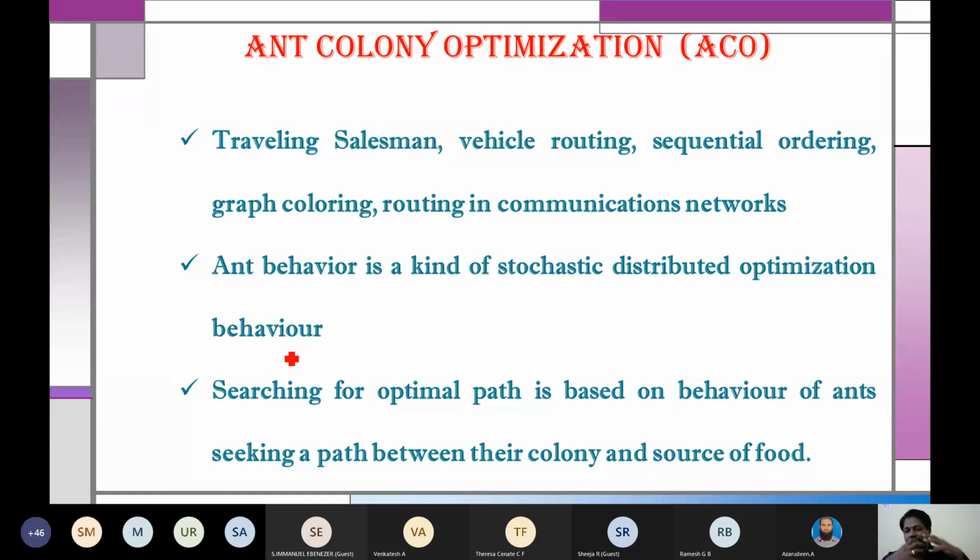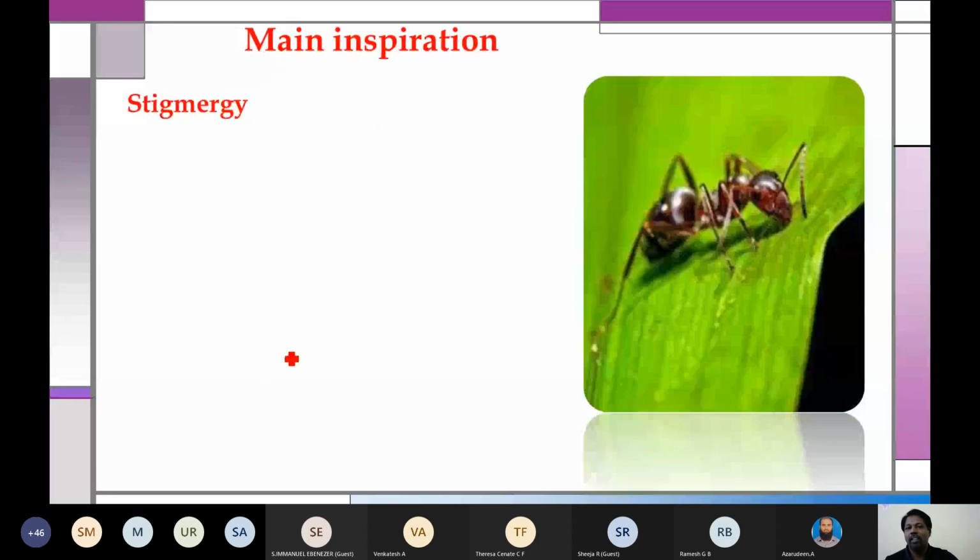This is based on how ants find a food source. That is the technique used in ant colony optimization. Anyway, I'll come to the next slide and tell you. The main inspiration behind ant colony optimization is stigmergy. This is very important. The main inspiration behind ant colony optimization is stigmergy. Stigmergy means indirect communication.